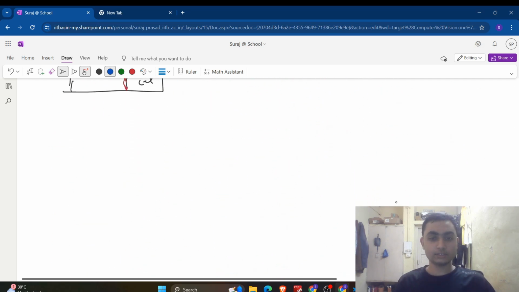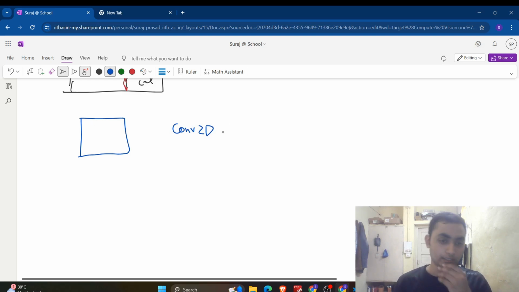So let's dive into a little bit of detail. You had an image, and when you were applying a convolution operation, let's say Conv2D, you reduce the size of the image.